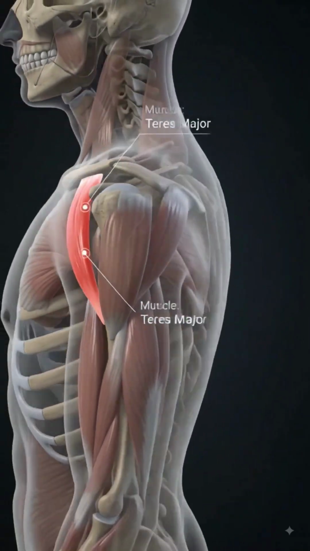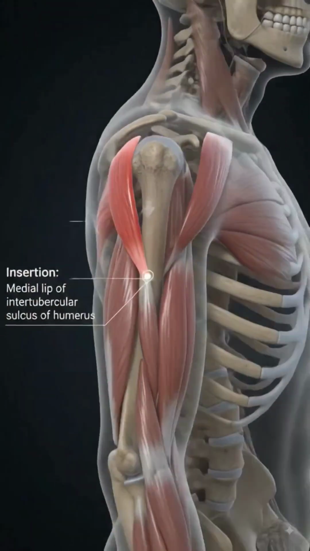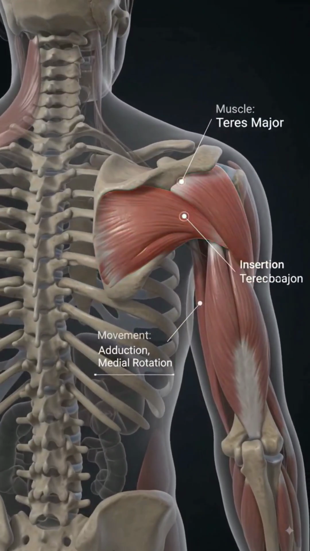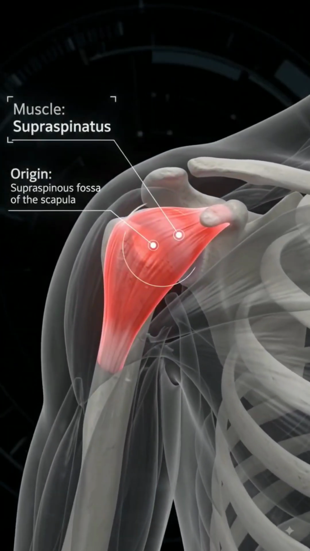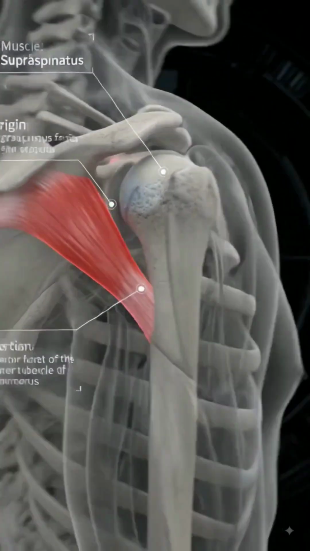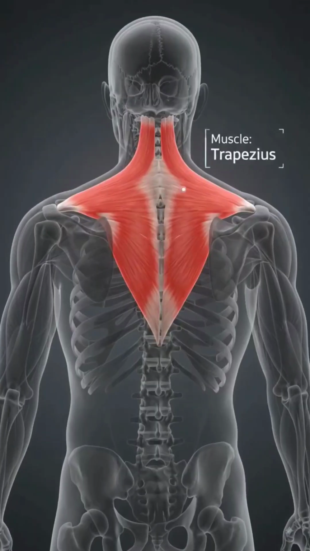Teres major. Origin, inferior angle of scapula. Insertion, medial humerus. Movement, extends, adducts, and medially rotates the arm. Supraspinatus. Origin, supraspinous fossa. Insertion, greater tubercle. Movement, initiates shoulder abduction.